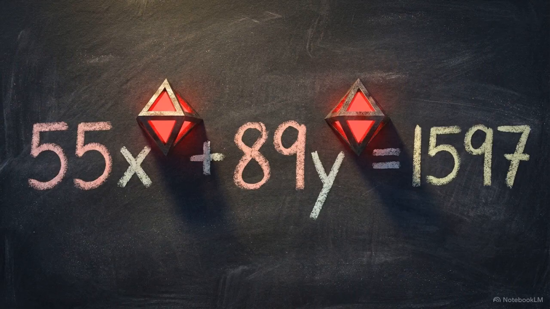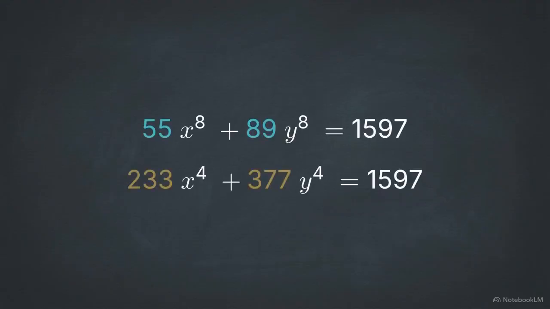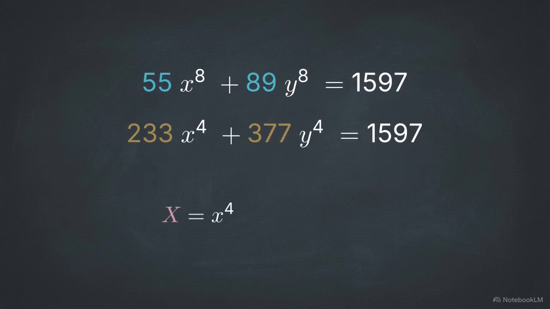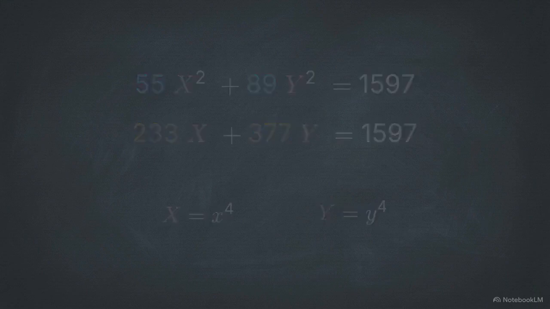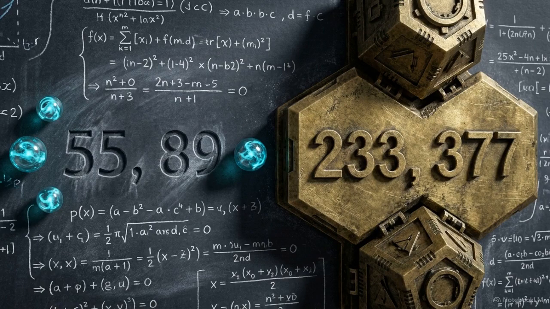We now examine system O. Directly calculating the roots of a degree 8 octic system is computationally uninformative. Applying the substitution capital X equals x to the 4th and capital Y equals y to the 4th reduces the octic equations into a manageable quadratic linear system. The parity inversion means the heavier gold coefficients, 233 and 377, now govern the linear terms. This structural shift in the linear equation redistributes the arithmetic weight.